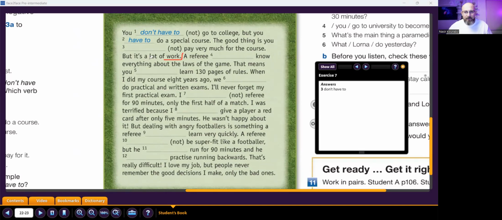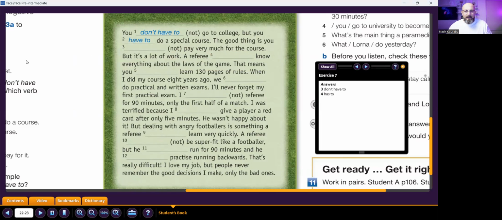So from the beginning of the sentence to the end, do I have any sign for past? No, I'm talking about what? Present. So when I talk about present, that means I use have to or has to. A referee, that means one person, he or she. So a referee has to. So the answer here, what? Has to. Number 4, has to.